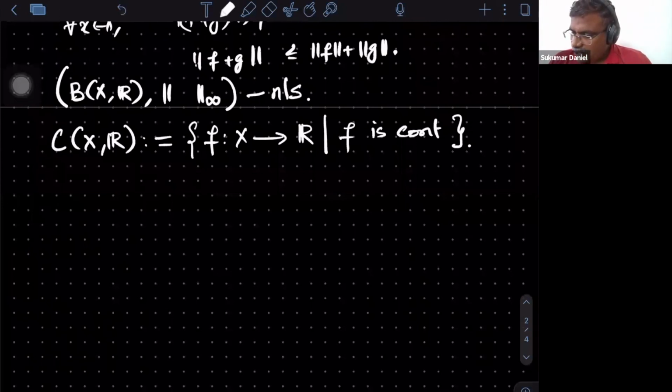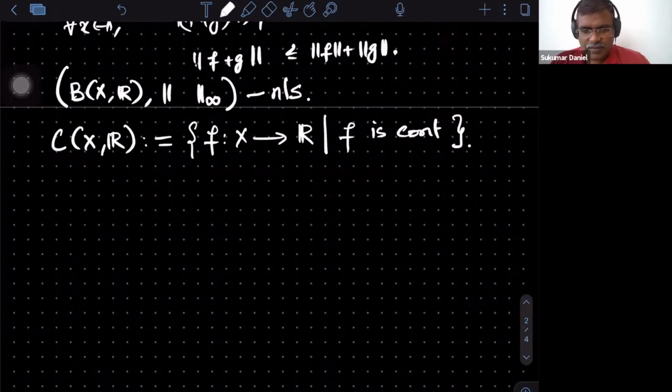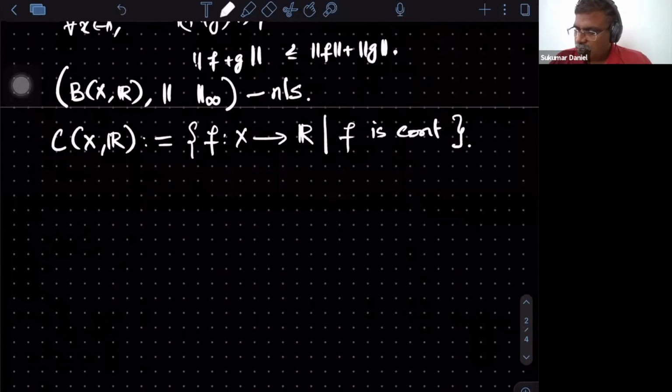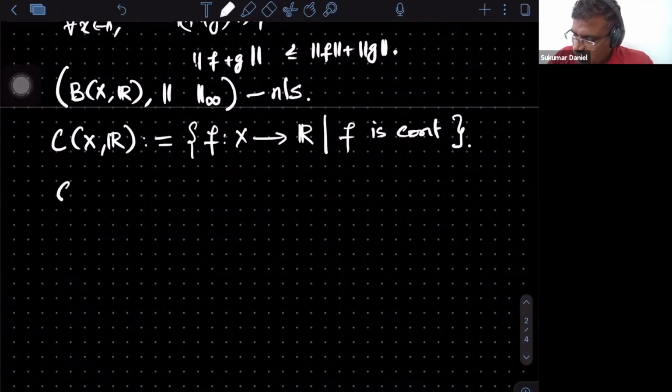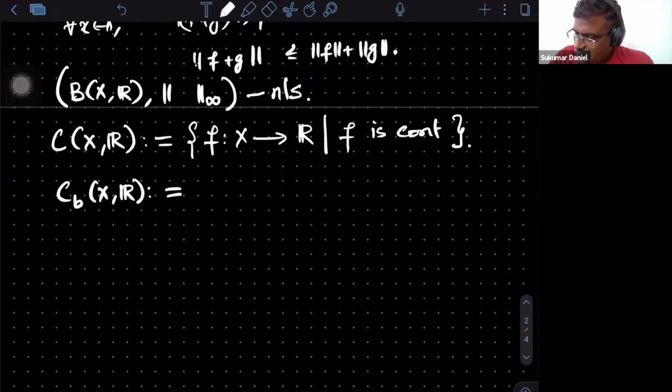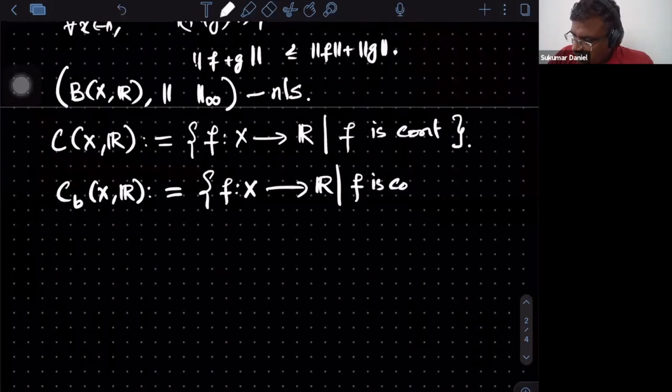And if I consider the continuous functions, can I define the same norm again? That one can ask the question. Again, we have seen an example that even when X equals R, f of x equal to x itself is continuous, but I'm unable to define the norm. So it's better to consider continuous and bounded. So I will consider CB(X,R). It's a notation. These are all functions from X to R such that f is continuous and f is bounded.